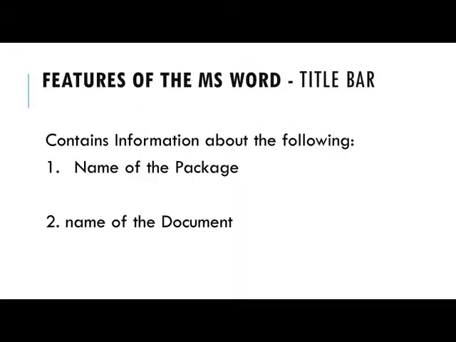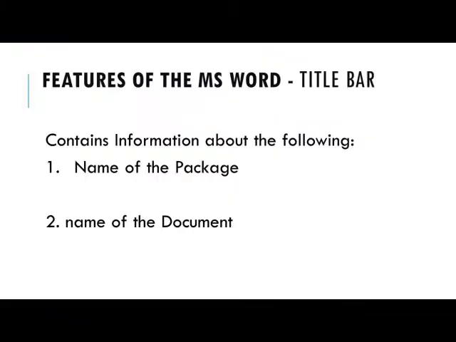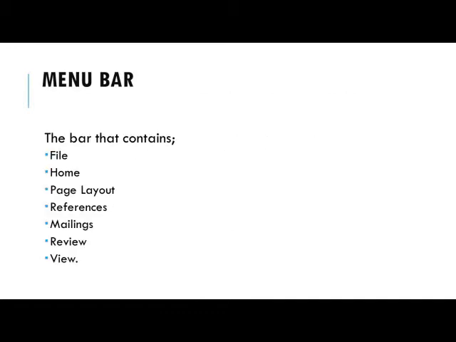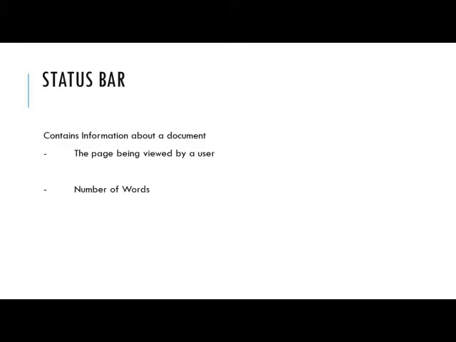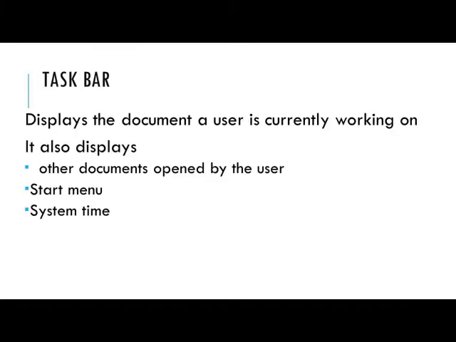Then let's look at some of the features of Microsoft Word. Let me say from the onset that Microsoft Word and all these other packages that belong to the Microsoft Office Suite have similar features. Basically, five of them. You have the title bar, the menu bar, the text area, the status bar, and of course the task bar. We will look closely into some of these now and see what we can do with some of the features in these bars.